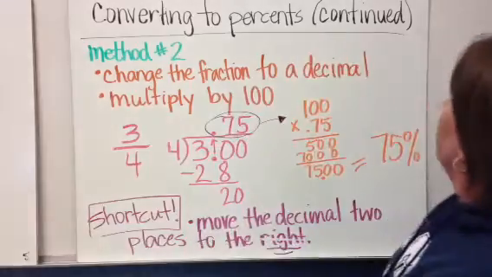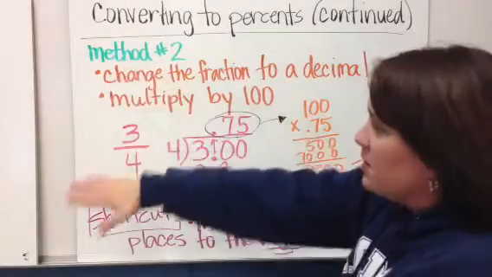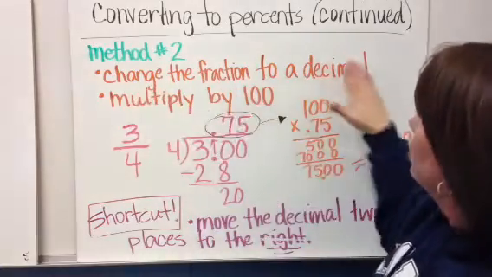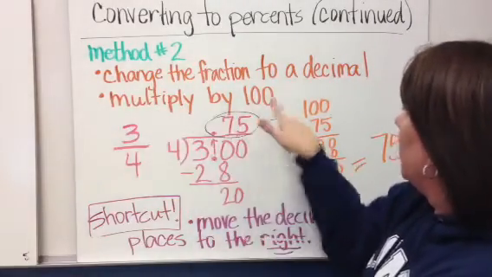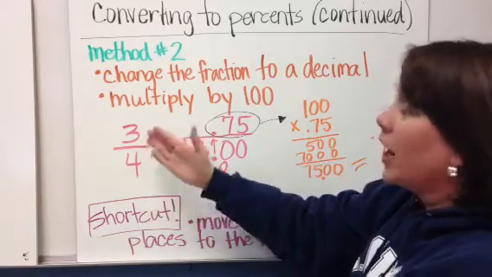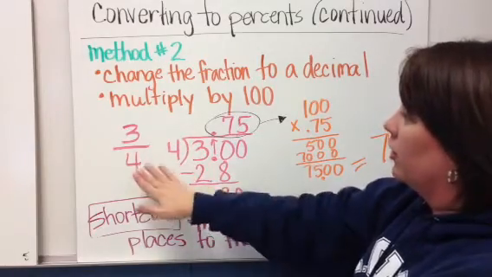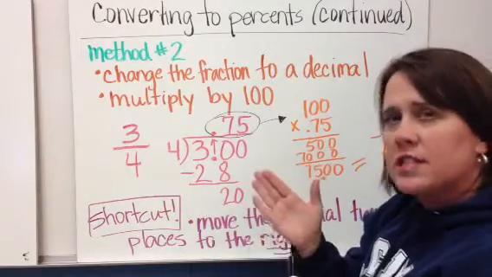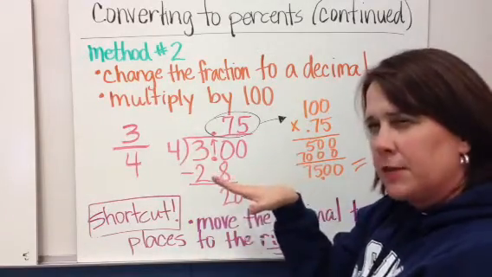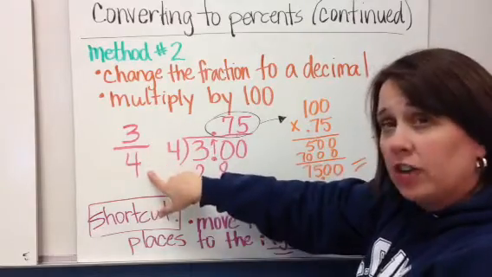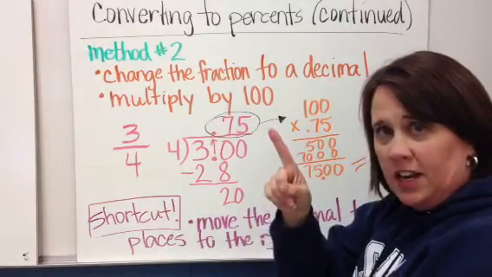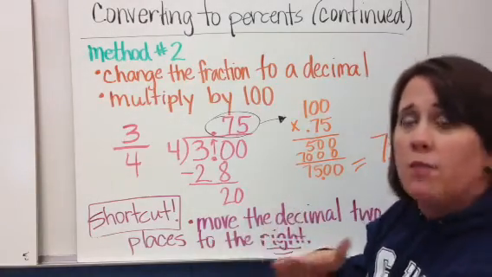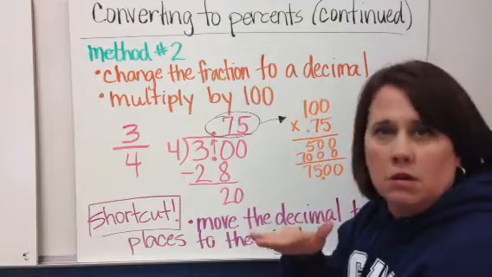Here's method 2. Sometimes our denominator can't be 100, and so we need to change the fraction to a decimal and then multiply by 100. Now in this case, I could have used the denominator of 100 because 4 goes in, but this works for every fraction, not just some of the time, like coming up with a denominator of 100. Just change your fraction to a decimal.